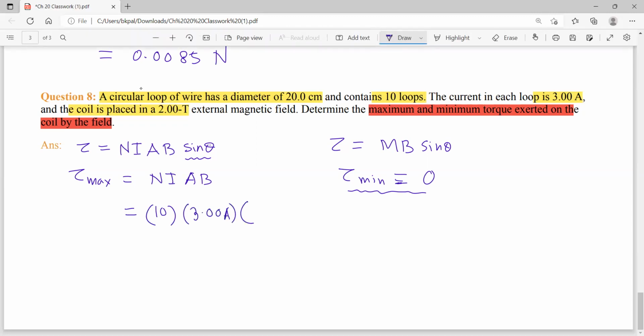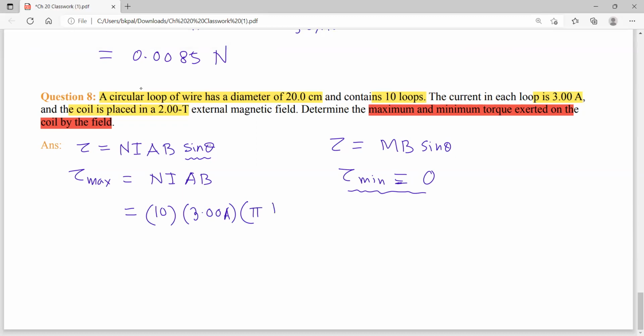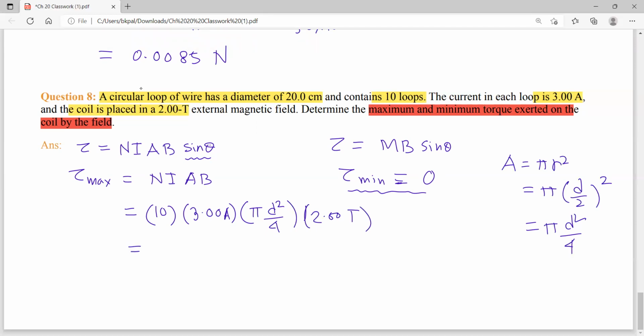Area is pi diameter squared over 4, right? So area is equal to pi r squared. So r means d over 2. So the radius is half of the diameter, right? So d over 2 squared. So it is pi d squared by 4. And B is what? B is 2 Tesla.